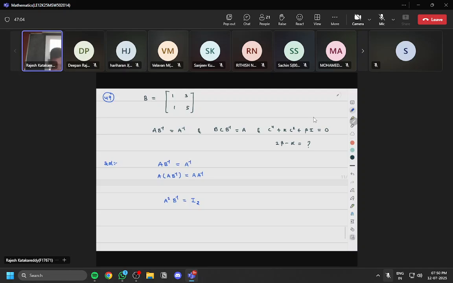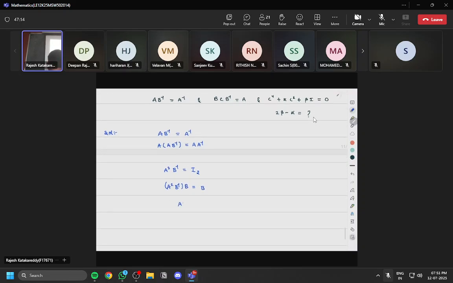So next, right side multiply with B. A square, B inverse into B, is equal to matrix B. Next I can say A square is equal to matrix B.